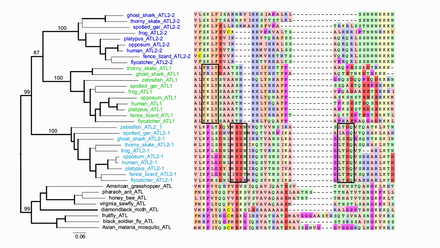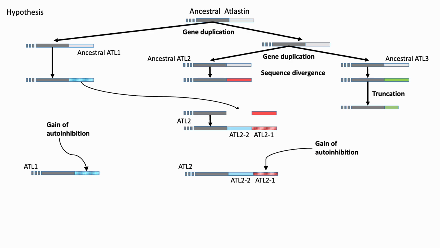If we look at the multiple sequence alignment for this exon, we can examine the residues required for autoinhibition as determined experimentally by our colleagues. While conserved within their respective orthologs, these residues do not align across the paralogs and likely do not share ancestral homology. Together, this indicates that autoinhibition was gained independently in ATL1 and ATL2.